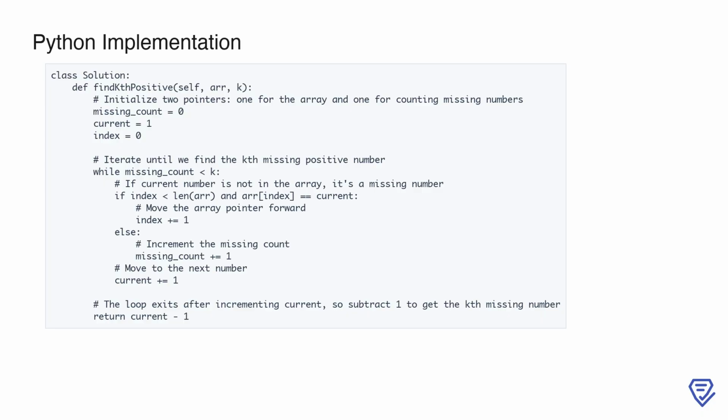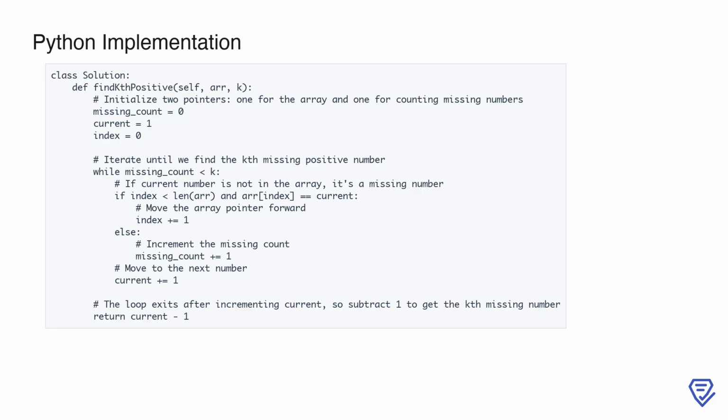Inside the loop, we check if the current number is present in the array. If it is, the index pointer is incremented to check the next element in the array. If not, it means the current number is missing, so we increment missing_count. The current variable is always incremented regardless of whether the number is missing or present, ensuring that we eventually reach the kth missing number. When the loop exits, the current variable is one step ahead of the kth missing number due to the final increment. So, we return current minus 1 as the result.